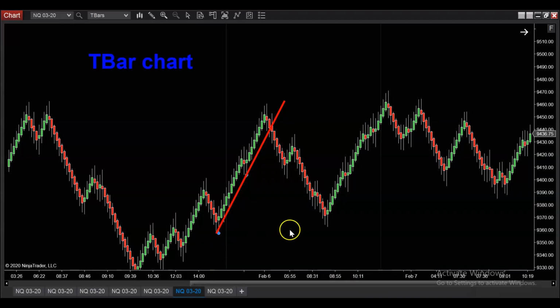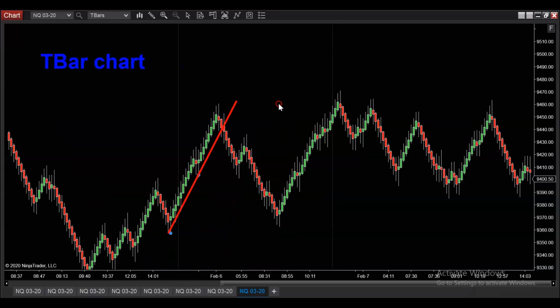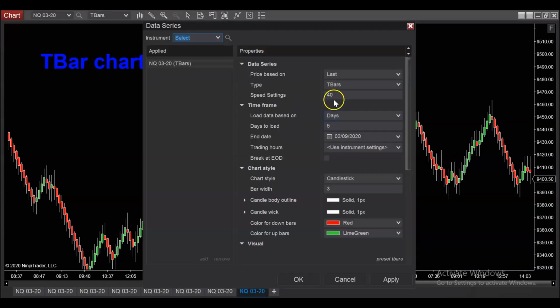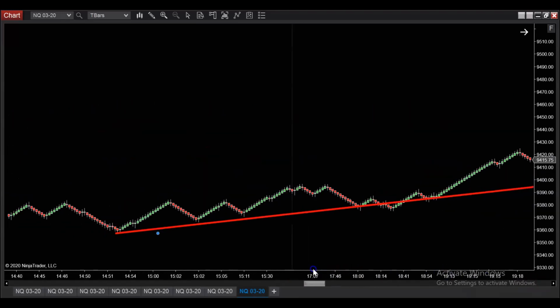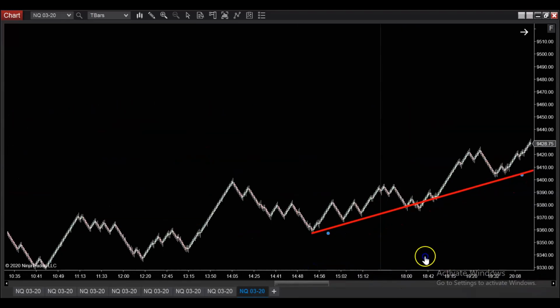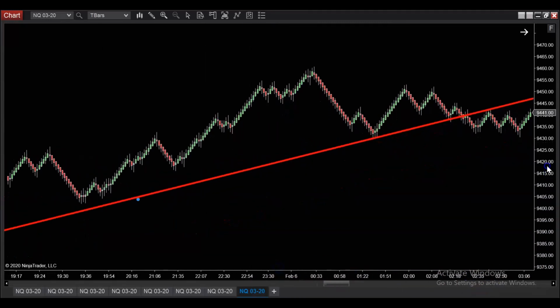And again, what do you do next? You duplicate this chart. Right click over here, duplicate it into a new tab, right click in your data series window, change the multiplier by 4, right? So take 40, divide by 4, you get 10, hit OK. Let's go ahead and find that section that we just drew. All right, here it is. We've located it right over here, and let's just zoom in and see what we're looking at.